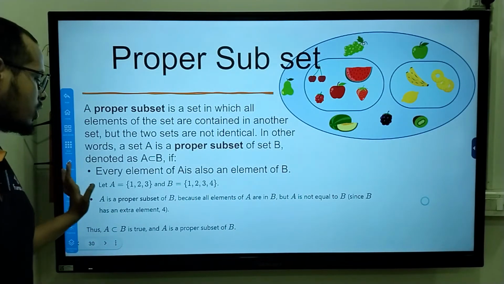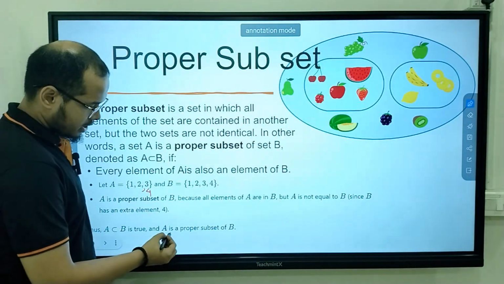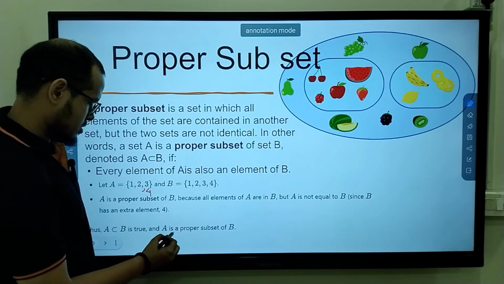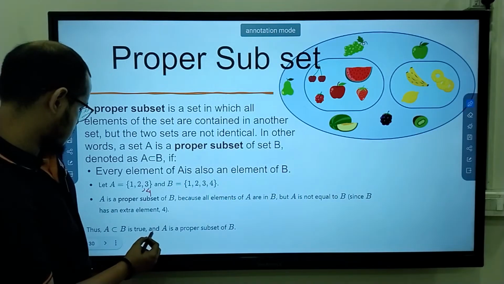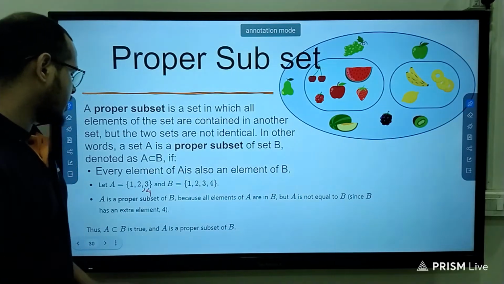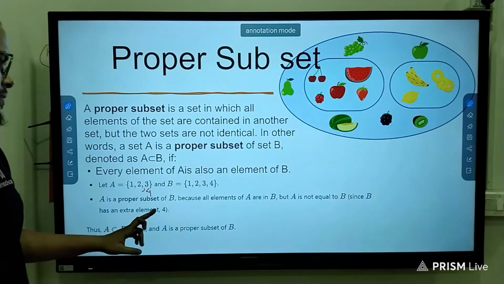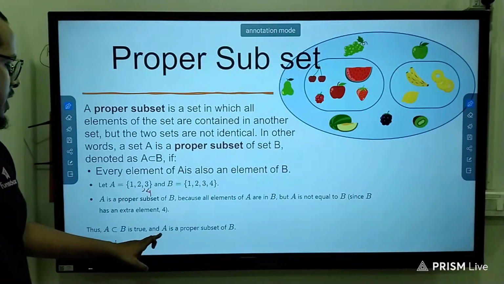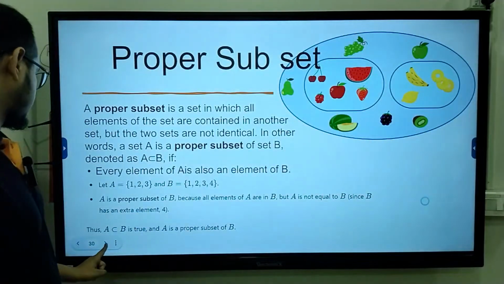So only if I add 4 here, then it becomes an equivalent set. Thus A is a proper subset of B is true. Oh, it's the same thing written. Okay, I thought something else.